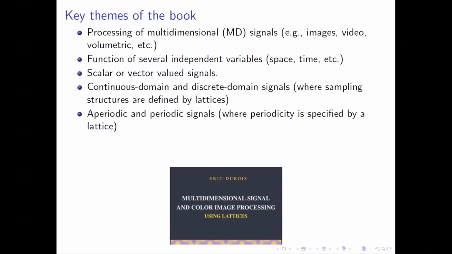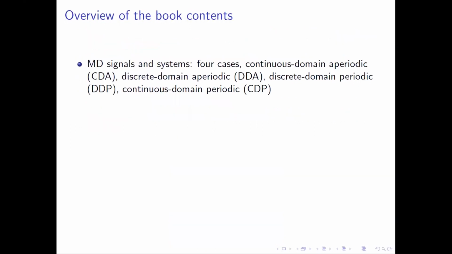I also consider both periodic and non-periodic, also referred to as aperiodic signals. The periodicity of periodic signals is specified using a lattice. Thus, lattices specify both sampling structures and signal periodicity. The main theme of the book is to cover color signals, where the signal value belongs to the color vector space of human vision. The book consists of 13 chapters.